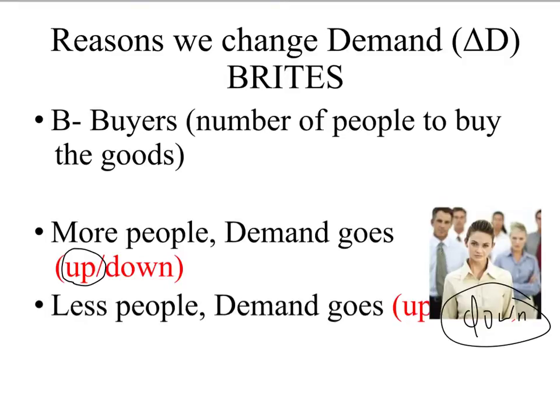Some key terms here might be population, or the number of people immigrating or emigrating into or out of a country might change. You're looking at the actual number of people. More people, more demand. Less people, less demand for all goods.